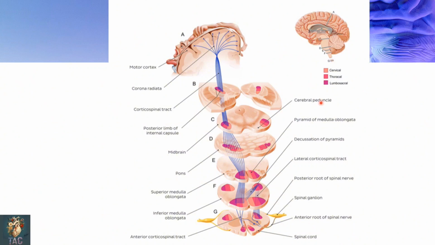Another important thing you can notice in this diagram is that this light colored area shows the fibers going to the cervical area, then the thoracic area, and then the lumbar area. So somatotopy is maintained throughout the tract. This is very important. The fibers going to the cervical region are most medial, then the thoracic fibers, and then the lumbosacral fibers are present. So somatotopy is maintained throughout the region.